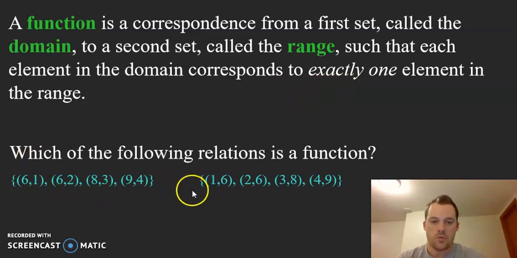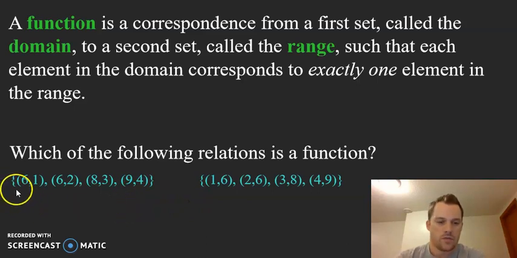So if we look at these two examples, we've got two relations here with a set of ordered pairs. This first one has (6, 1) and (6, 2). So we've got x equals 6 corresponding to y equals 1 and also to y equals 2. Well, that's telling us that one element from our domain is corresponding to multiple elements in our range. That doesn't fit our description of a function. So while this is still a relation, it is not a function.